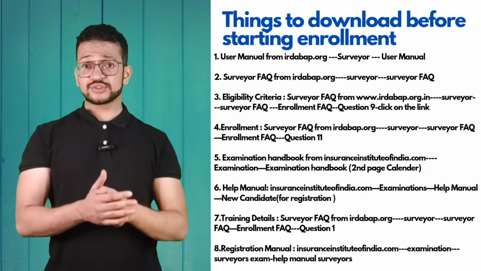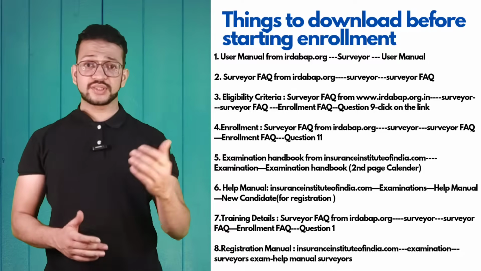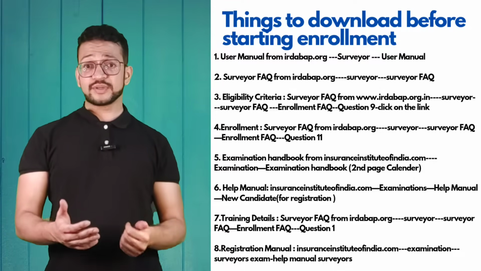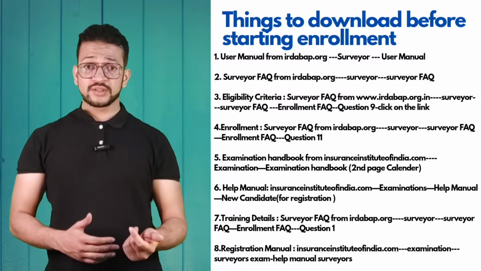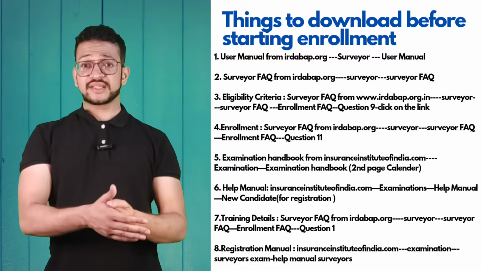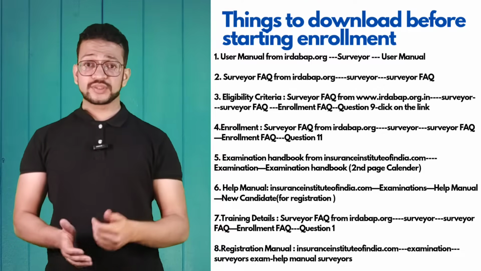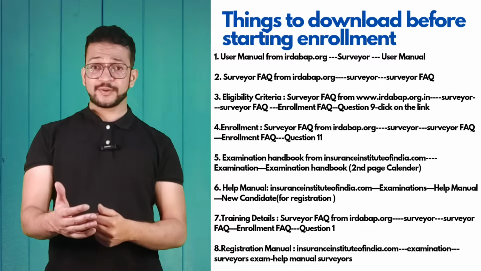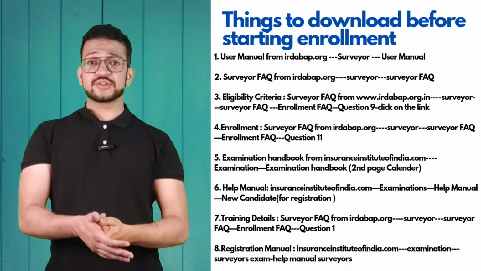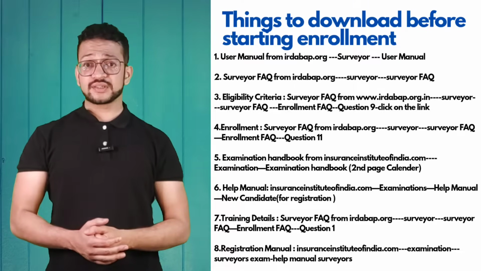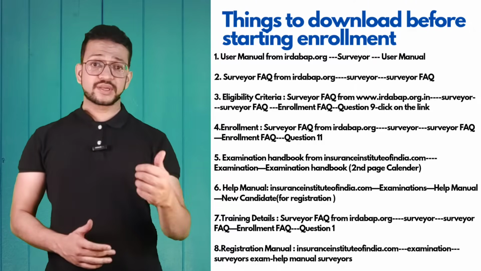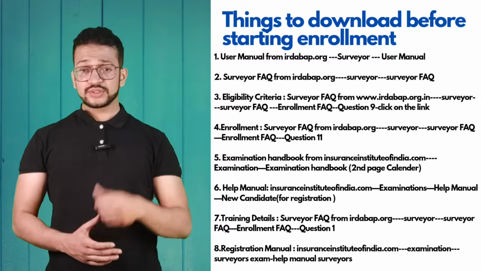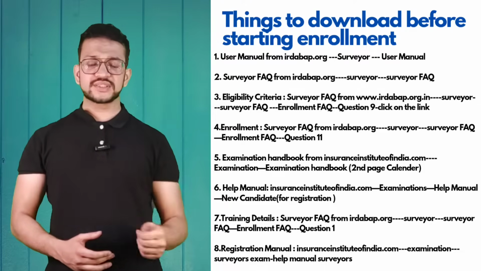Like if you want to check your eligibility criteria, you can check from the PDF whether you are eligible for that particular field or not. So while enrolling, if they ask which field you want to pursue, and you know your eligibility criteria for the particular sector, then it would be very easy for you to select which sector you can pursue to become a surveyor and loss assessor. So it's really very important that you download all these PDFs.